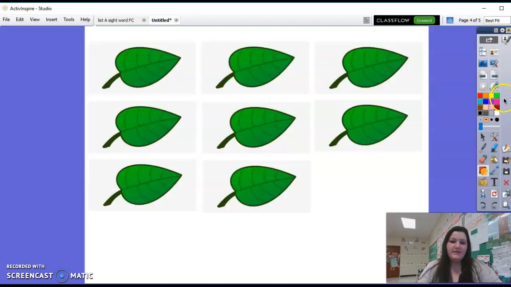Okay? There are 8 leaves on the tree. 8 leaves. Good. 5 of the leaves fall off. 5 leaves fall off. Can you show me? 1, 2, 3, 4, 5. How many leaves are left? That's right, there are 3 leaves left.